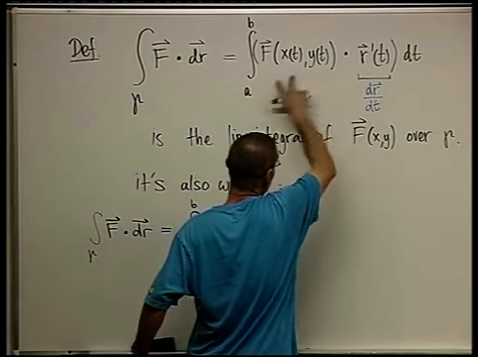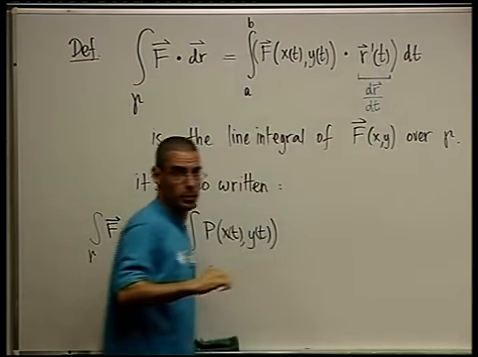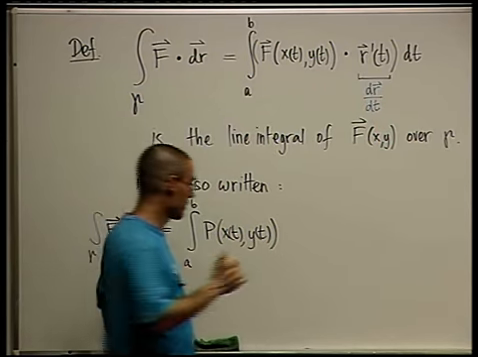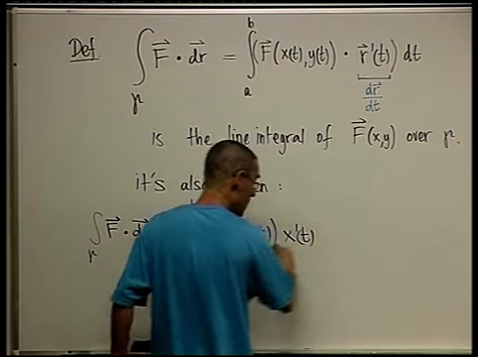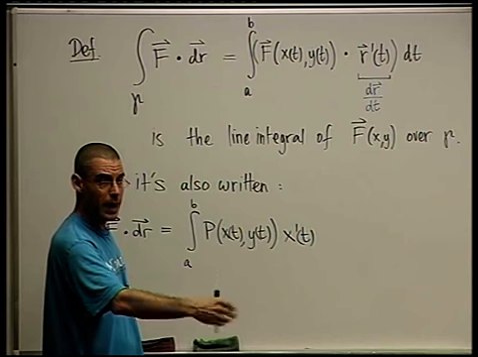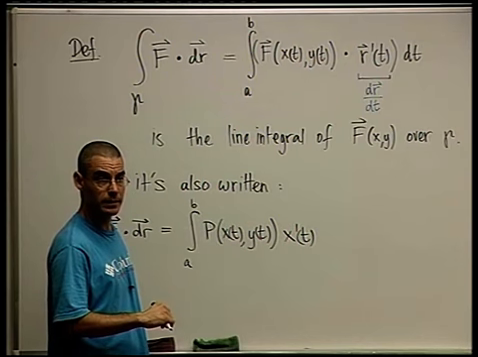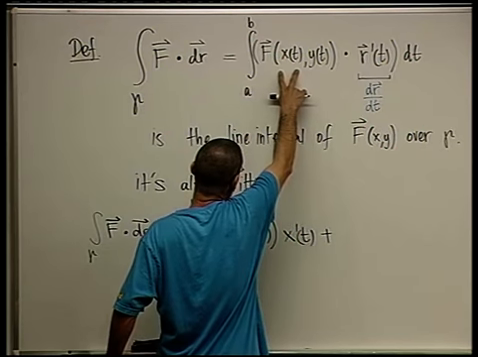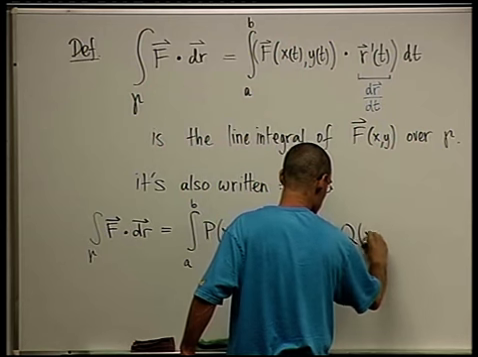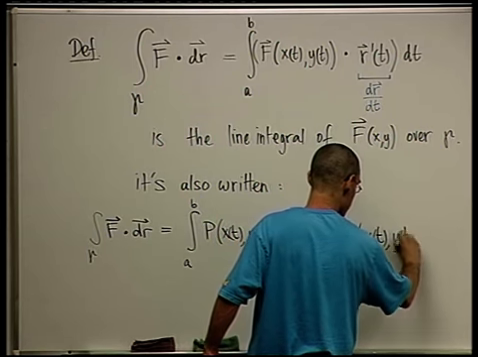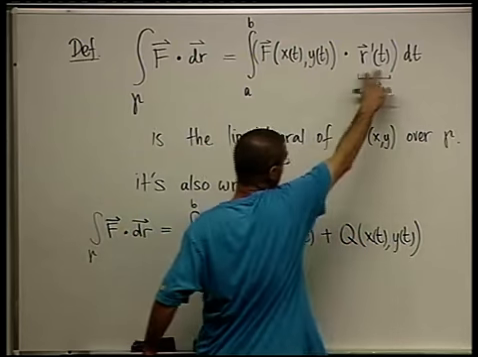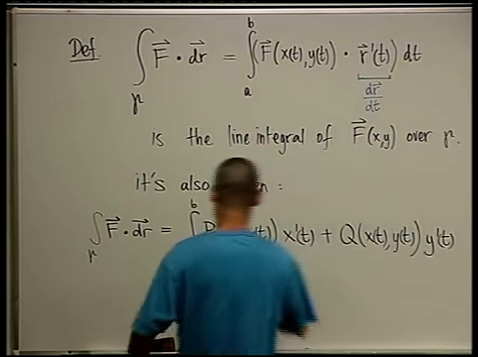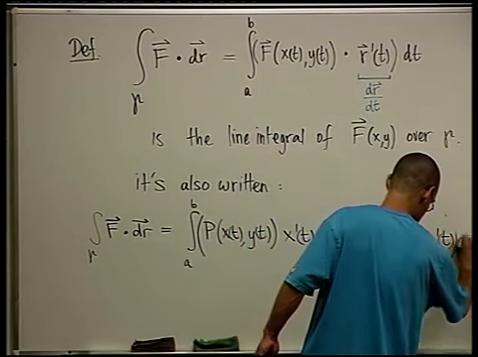And P in the dot product meets the I component of R prime. What's the I component of R prime? X prime. Right? R was x of t, y of t. R prime is x prime, y prime. Do you agree? Good. Plus the j component, which we called q of x of t, y of t, meets the j component of R prime, which is y prime. And then all of this dt.